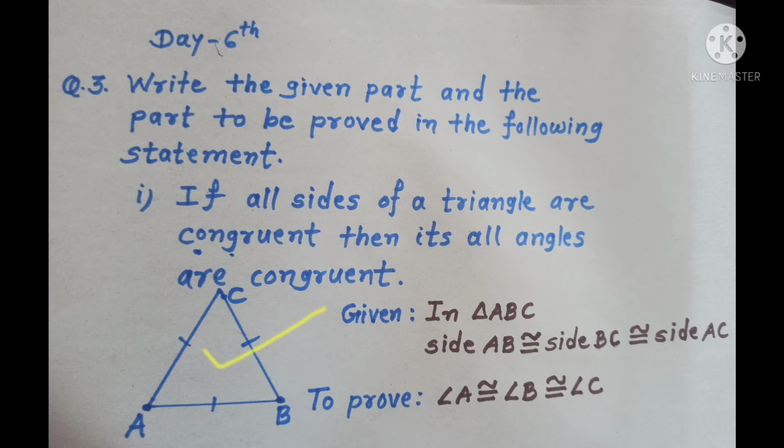Now consider triangle ABC, in which I have shown the three sides are congruent by showing the same mark on the three sides. Therefore, in the given part, in triangle ABC, side AB is congruent to side BC is congruent to side AC. It means that all three sides are congruent, that is the given part. In the consequent part, it is given that all its angles are congruent. It means that we have to prove that angle A is congruent to angle B is congruent to angle C. Okay.